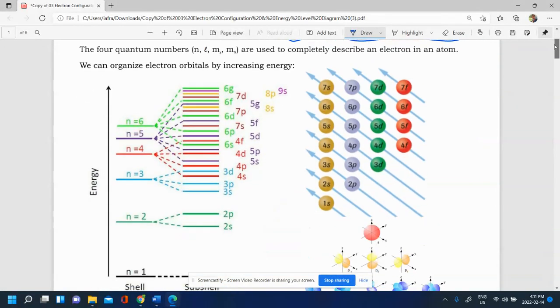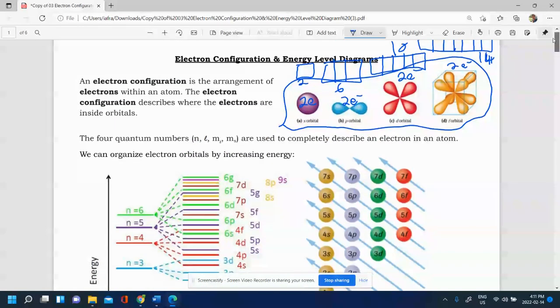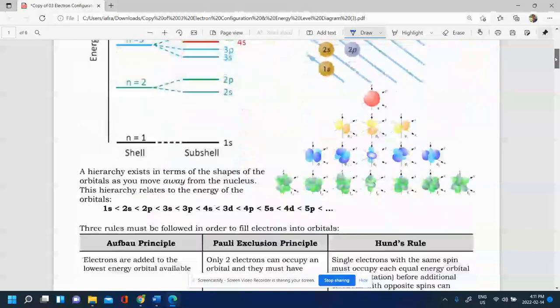So to write electron configurations, to write where the electrons are within subshells, and to have some idea of how to fill them up, like where do I put them? Do I put them in the s first, the p first, or the d first? We need to look at a few rules.